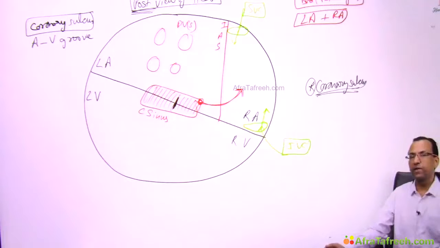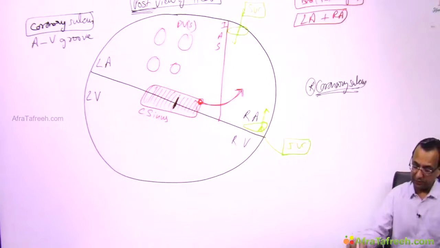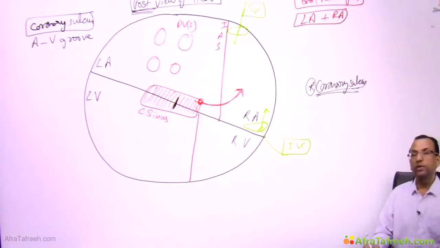Then what about the inferior diaphragmatic surface? If you want to discuss the inferior diaphragmatic surface, then you have to draw a line which is separating the two ventricles. You mean to say the interventricular septum? Yes, the interventricular septum, that is the location.